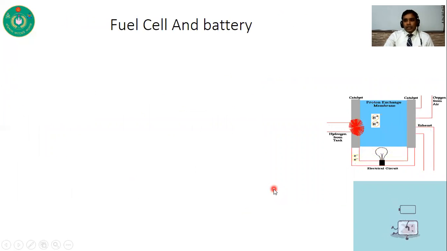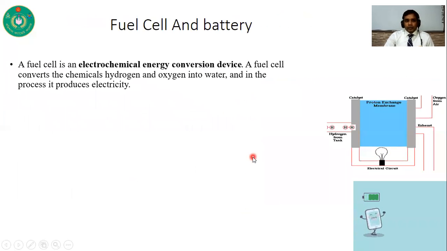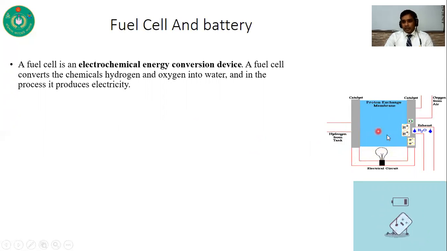Now you can compare the advantages and disadvantages of a fuel cell and a battery. A fuel cell is an electrical energy conversion device. So a fuel cell converts the chemicals hydrogen and oxygen into water. In this picture, you can see hydrogen and oxygen form water molecules, and in the process, it produces electricity also.